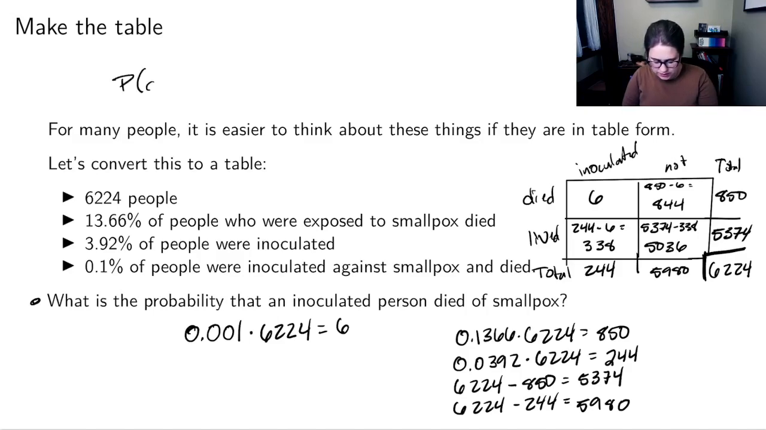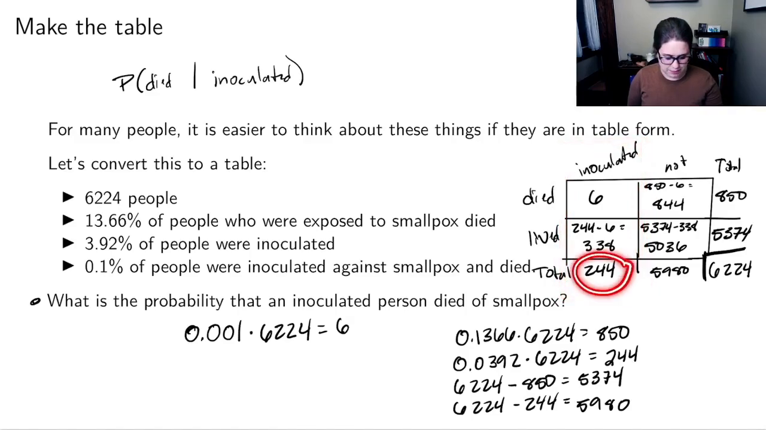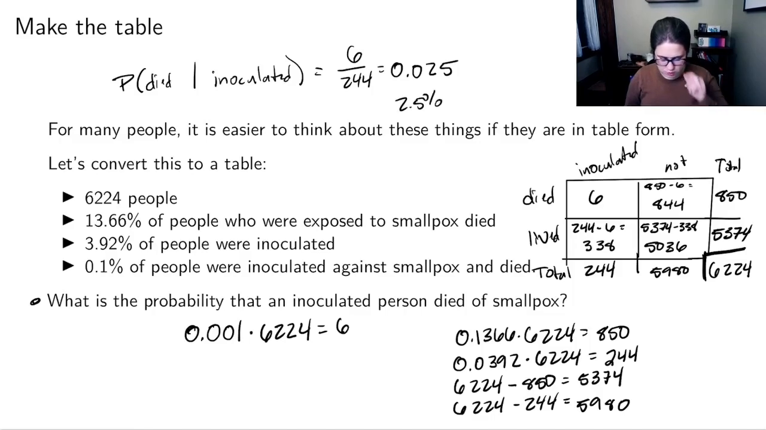So what's the probability of dying given that we know you were inoculated? And again, I could use that formula, or I could just say, okay, I know that you were inoculated, so I'm just going to stay in that column. So the bottom of my fraction is going to be 244, and 6 of those people died. So that would be 6 out of 244, or 0.025-ish. So 2.5%. 2.5% of people who were inoculated died.